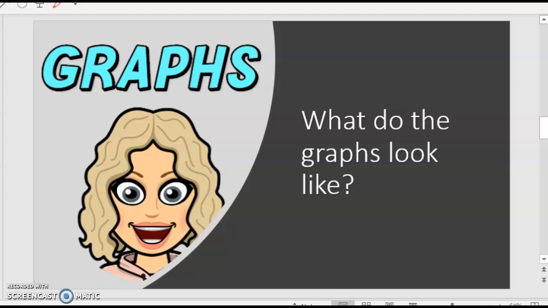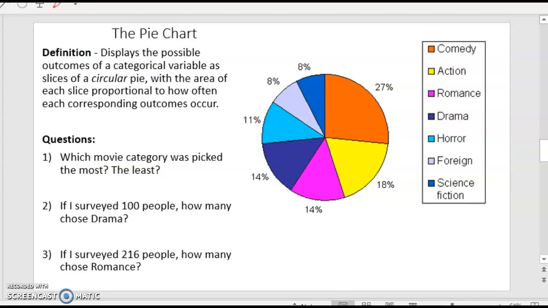Okay, now that we have a better idea of what type of data we can answer a statistical question with, we also need to think about what type of graphs we can represent that data with. So this unit is entirely about categorical data. You may have to know the difference between categorical versus numerical, but we are exploring the graphs that go with categorical data. So the first graph is the pie chart.